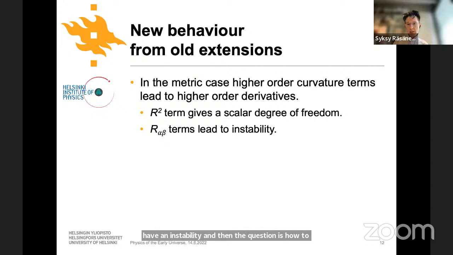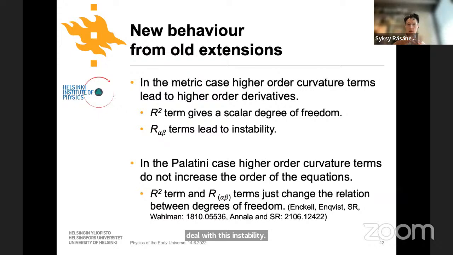This does not happen in the Palatini case. In the Palatini case, the Ricci tensor does not depend on derivatives of the metric. In fact, the action doesn't contain any derivatives of the metric whatsoever. It's only first order derivatives of the connection. So the real dynamical field is the connection. The metric is an auxiliary field. And in this case, the higher order curvature terms do not increase the order of the equations.